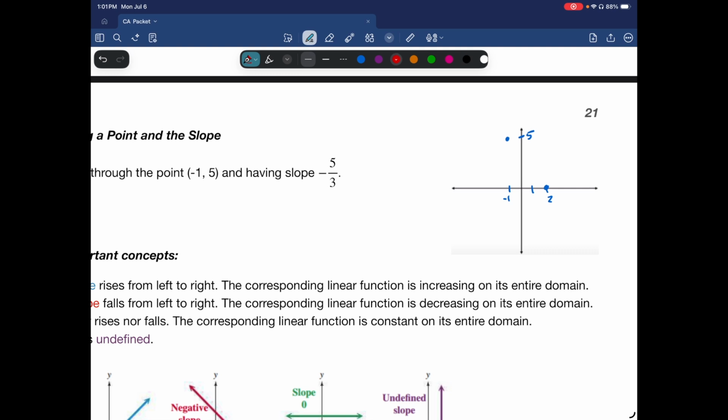And then I connect my dots. And there's your line. So you start with your first point, -1, 5, and then you use your slope to find your second point. Down 5, right 3, and then you're good.